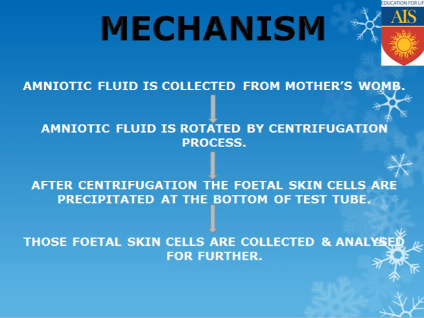Coming to the next point, that is the mechanism, that means how we can perform amniocentesis. First of all, we need to collect the amniotic fluid. A very small amount of amniotic fluid has to be collected from the mother's womb. After collection, we need to perform centrifugation, because the cells present within that amniotic fluid are fetal skin cells. So we need to precipitate those fetal skin cells. Otherwise, if we do not precipitate them, we can't carry forward our experiment or our process of analysis.